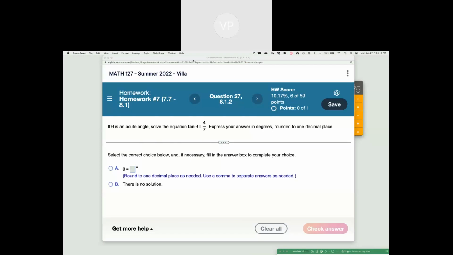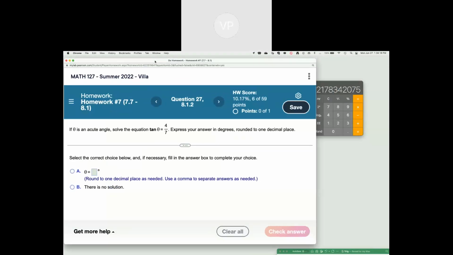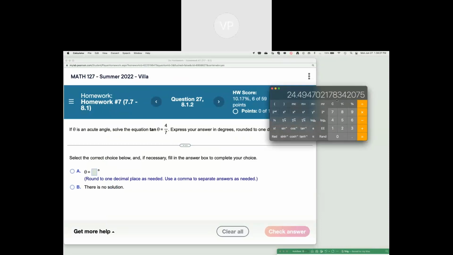And like I said, a lot of this is familiar because you've already had it. They're just kind of twisting some things around. So theta is an acute angle. Solve the equation tangent of theta equals 4/7. Express your answer in degrees. Well, that's not so bad because if the tangent of theta equals 4/7, then I know theta equals the inverse tan of 4/7. And this becomes completely a calculator problem.